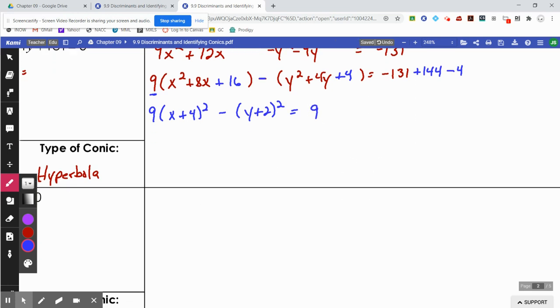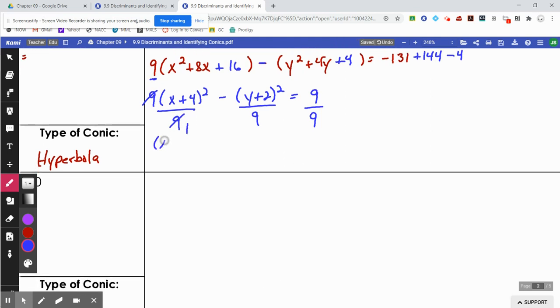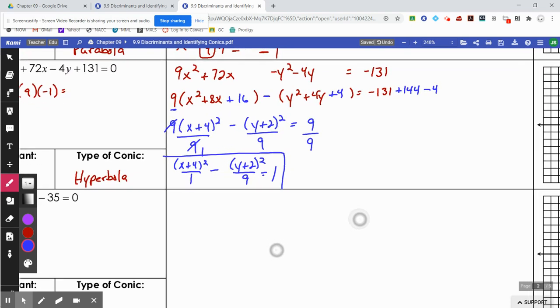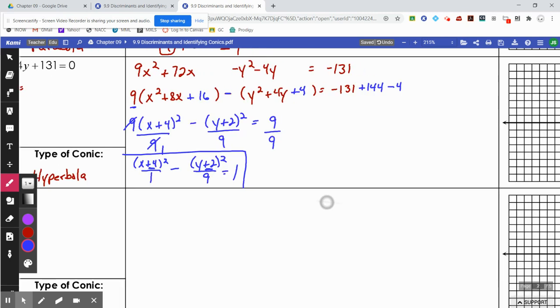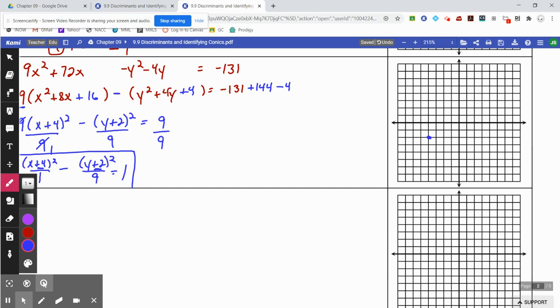The last step, let's take every term and divide it by that 9 so that we can get equals 1 on the other side. These cancel completely, leaves you with a 1 on bottom. So you have x plus 4 squared over 1 minus y plus 2 squared over 9 is equal to 1. There's your standard form. The center of that hyperbola is going to get moved left 4 and down 2. So let's go ahead and plot that.